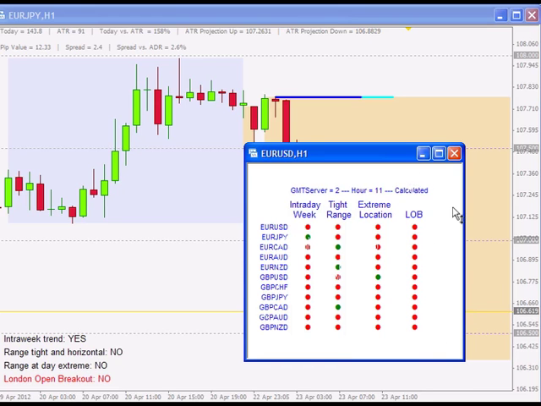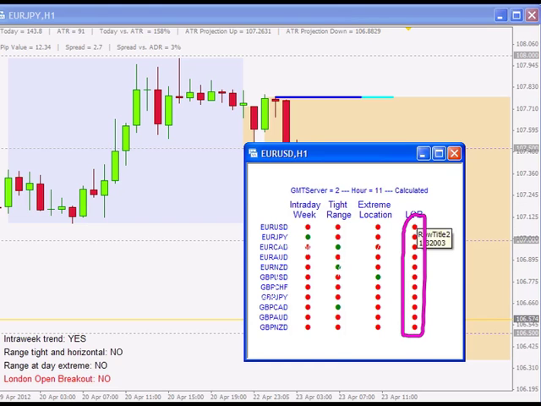Like I said before, a very, very convenient way of keeping track. As the London market opens up, just take a quick look at this scanner indicator and see if there is any specific green dot in this column here. If so, pull out that specific chart in the 1 hour time frame and start searching for London Open breakout setups. If you see that all of them remain red, then you know that chances are you will not get a London Open breakout setup for the rest of the day.